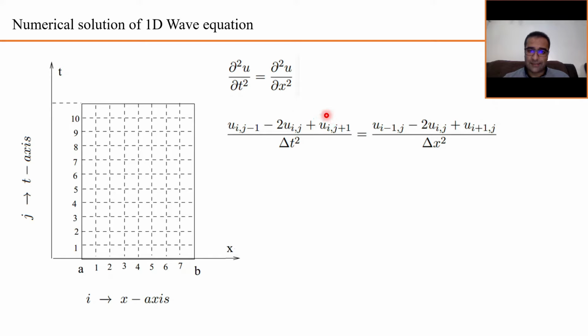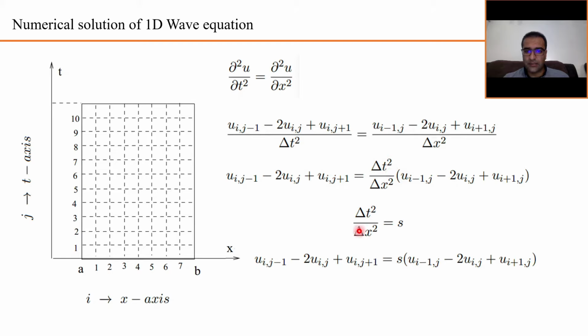And what we need is this value, because j represents the time, and we are interested in finding the value of the function at the next time step. We just multiply both sides of the equation by delta t squared, and by defining delta t squared divided by delta x squared as a factor s, we can simplify the equation like you see here. As I mentioned, it's enough to just keep this value on the left and gather all the others on the right. And if we do that, we get such an equation.